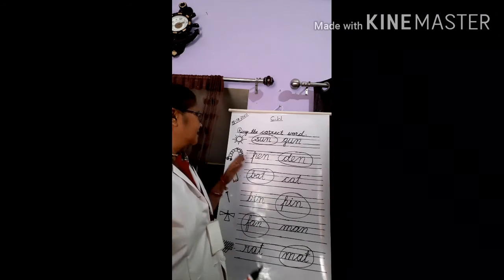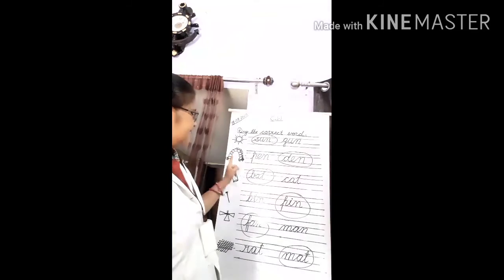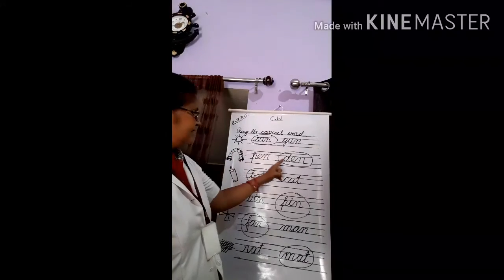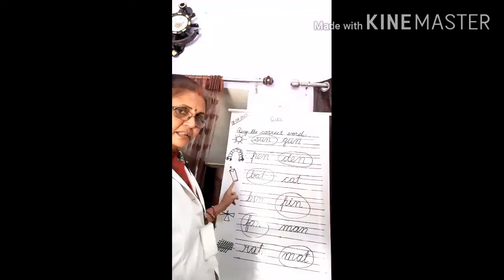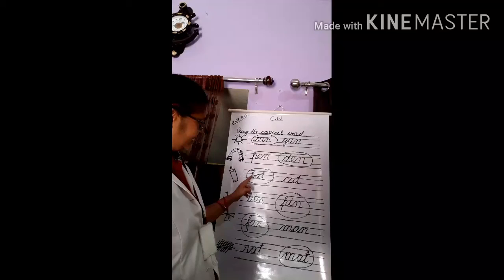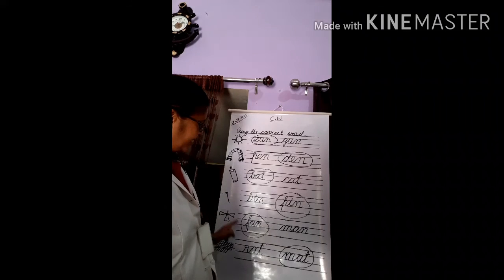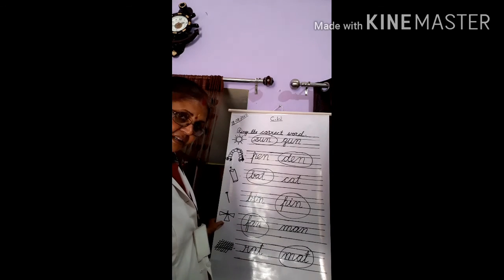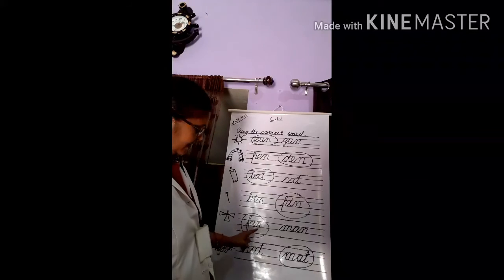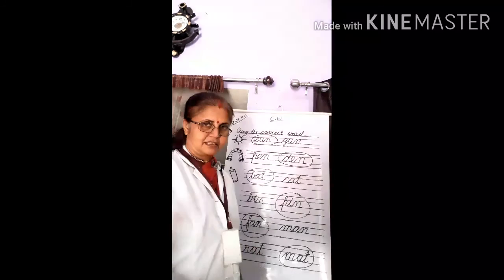Once again, the correct spelling of sun is S-U-N, sun. This one is den. The correct spelling of den is D-E-N, den. This one is bat. Which one is the correct spelling of bat? B-A-T, bat. This one is pin. The correct spelling of pin is P-I-N, pin. This one is fan. The correct spelling of fan is F-A-N, fan. This one is mat. And the correct spelling of mat is M-A-T, mat.